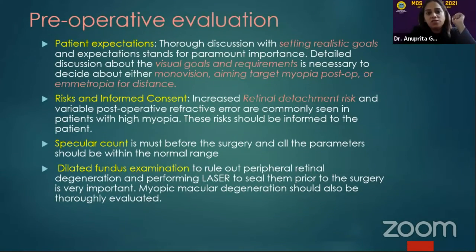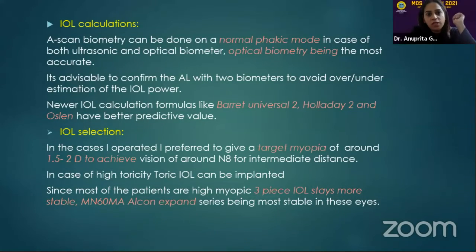IOL calculations. Now, A-scan biometry should be done in a normal phakic mode. There is nothing different that we should do in the A-scan biometry. Both ultrasonic and optical biometers give fairly good results, optical biometry being the most accurate.